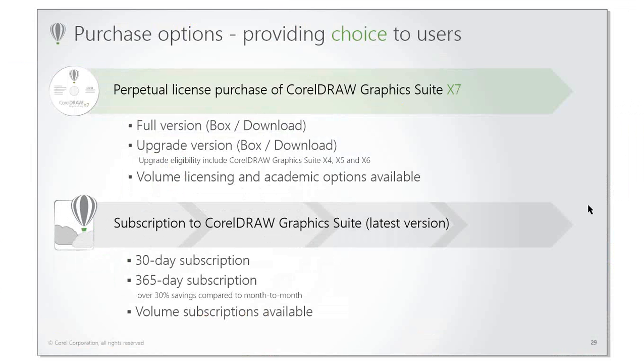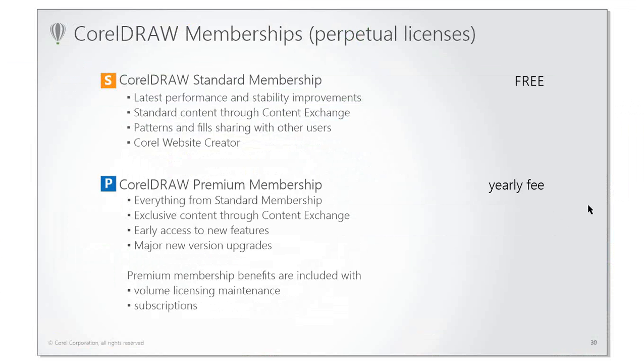If you go to a yearly subscription, you will make a significant saving compared to a month-to-month option. That's another point there. If you purchase a perpetual license, as part of the perpetual license you receive a standard membership, which gives you access to the latest updates, patches, and service packs. They will be included as part of a standard membership, as with CorelDRAW Graphics Suite X6. But you also are going to be accessing all the content that I mentioned earlier that is going to be available to you through our Content Exchange.